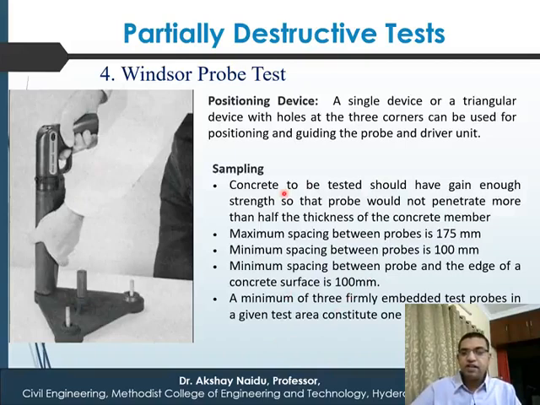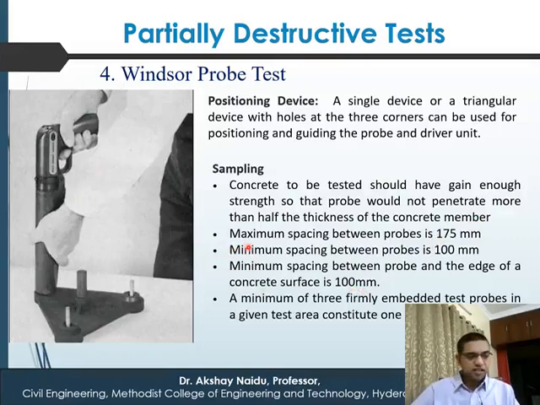Now sampling, how many samples of the probes we have to take. Concrete to be tested should have gained enough strength so that probe would not penetrate more than half the thickness of the concrete member. So it has to be a hardened concrete. It cannot be early stages of curing.